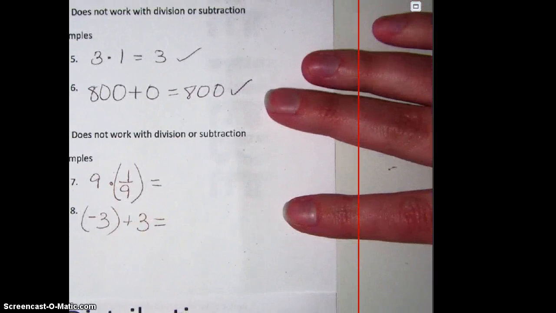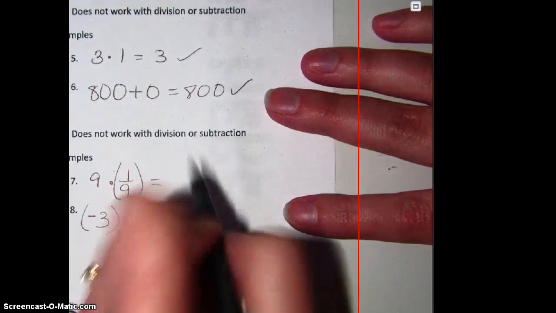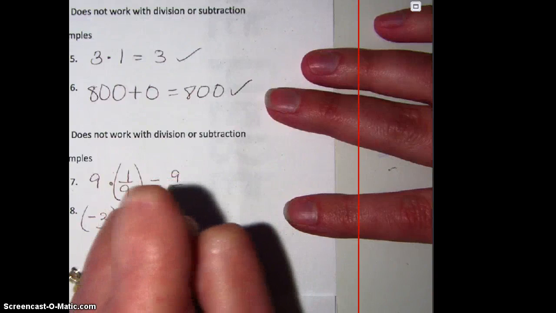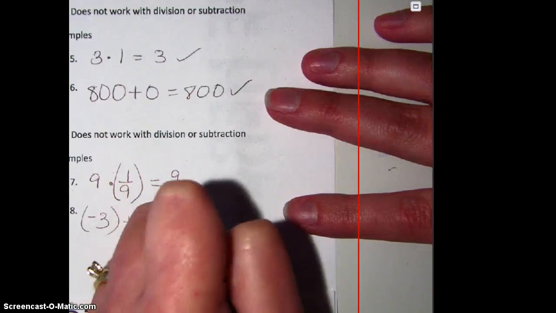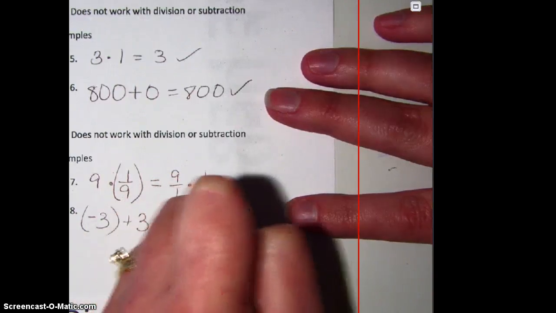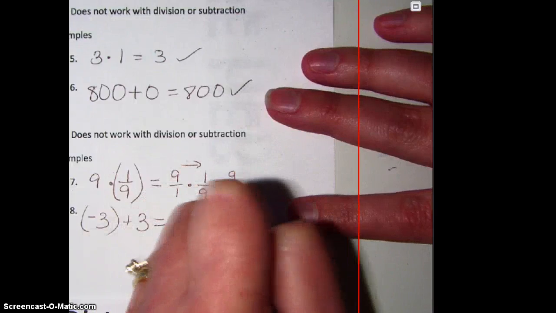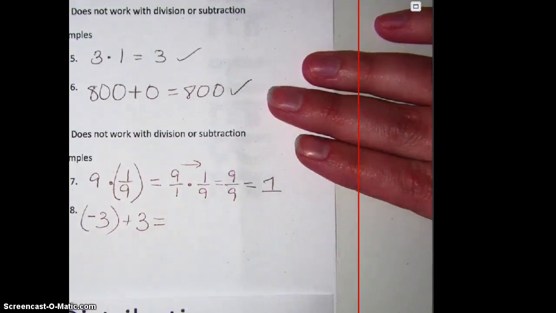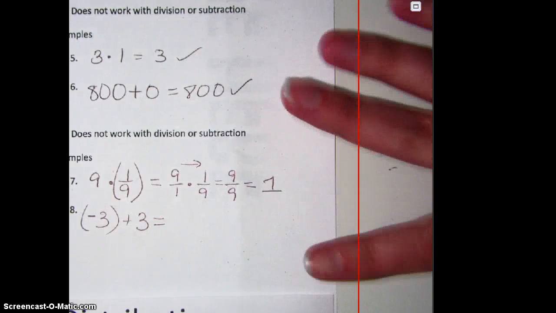So I did 9 times 1/9. Well, first of all, I'm multiplying fractions, so I need to make them all improper. So that becomes 9/1 times 1/9. Multiply across, you get 9/9. And 9/9 equals 1 whole. It does work. Okay, let's take a look at this one.